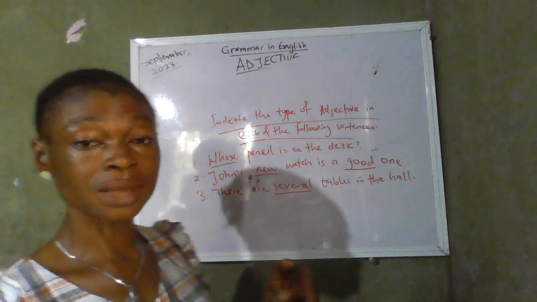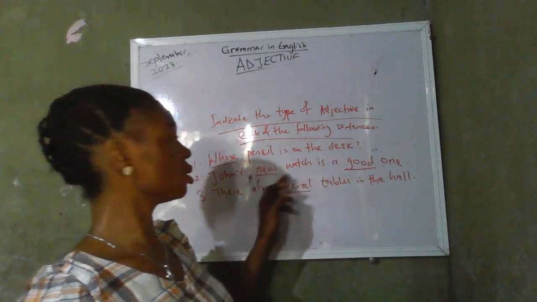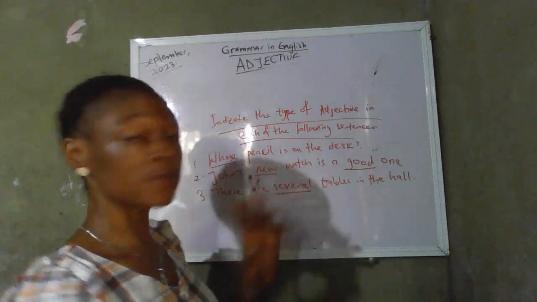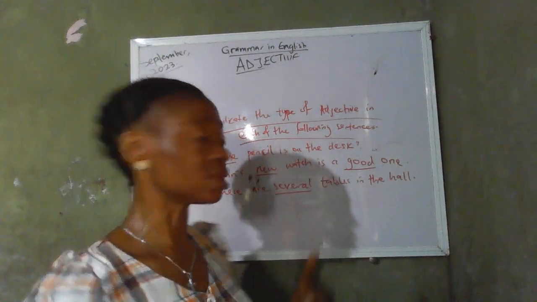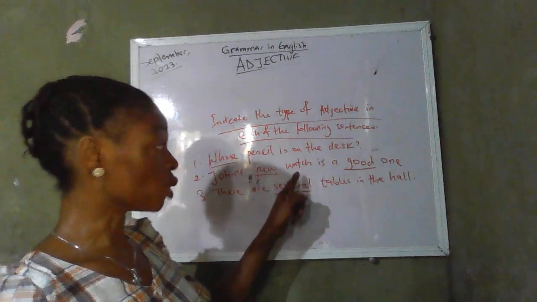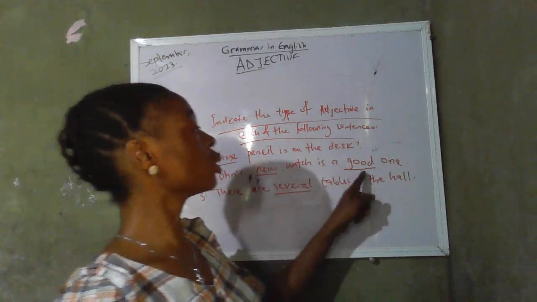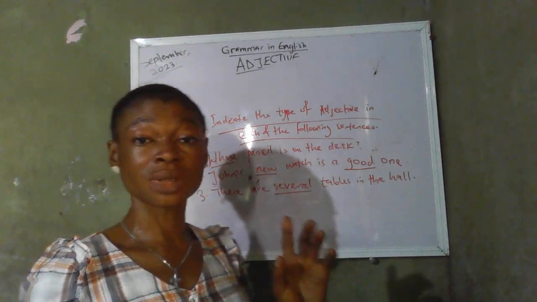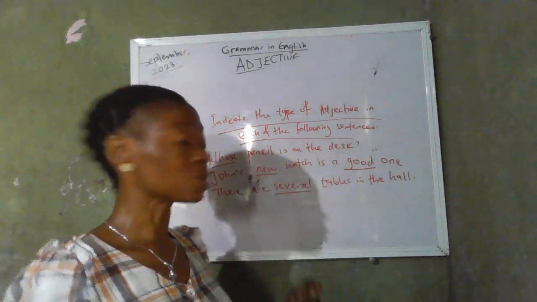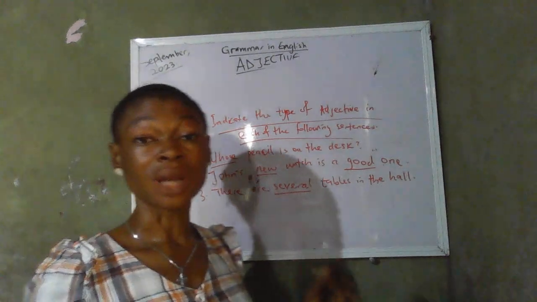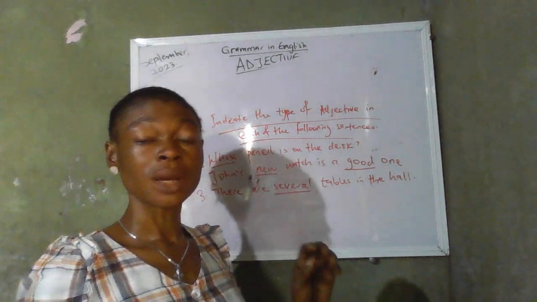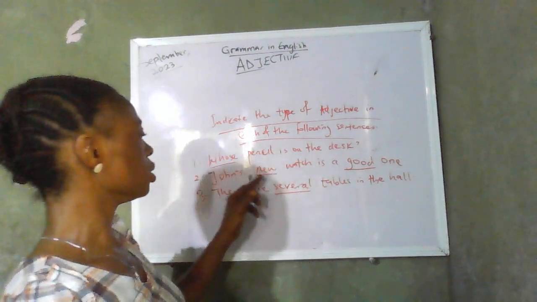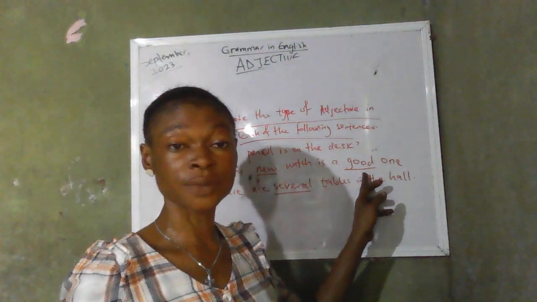Now the next sentence, John's new watch is a good one. We have two adjectives underlined in the sentence. New, a new watch, is describing the watch, and good, it's a good one. So, according to the lesson, adjectives which describe nouns are known as adjectives of quality. So the words new and good are adjectives of quality.